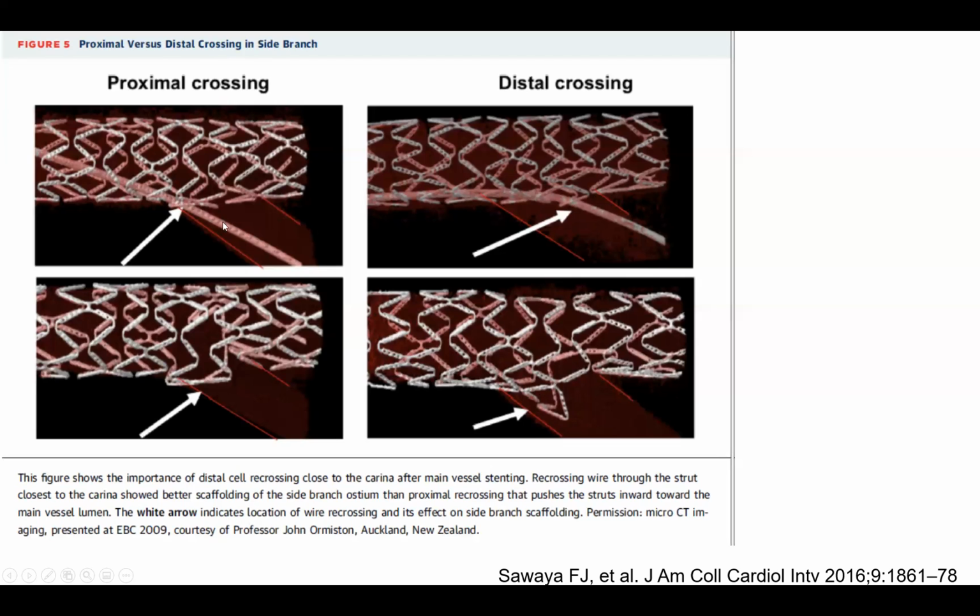Conversely, if you go proximally and you balloon the post-dilatation of the side branch, when you balloon, you're going to push those struts actually across the center of the side branch, and you'll actually potentially occlude that side branch and distort the main branch stent. So try to cross distally. You create a great scaffolding, and it makes it easier to stent if you need to stent it. Okay.